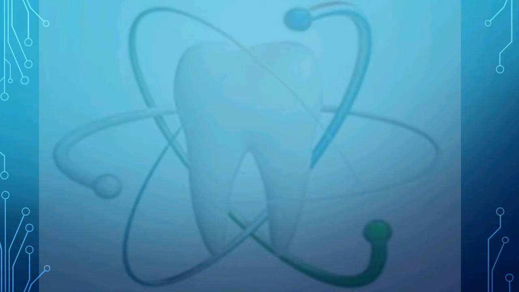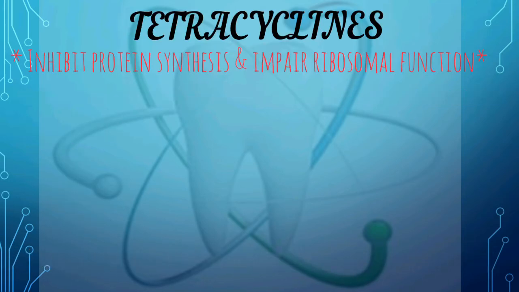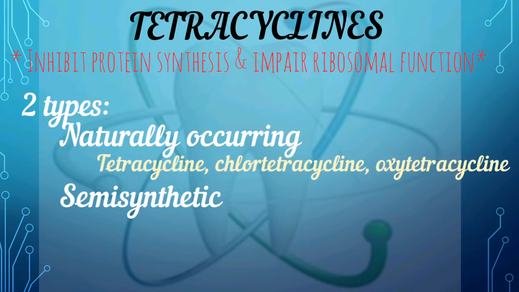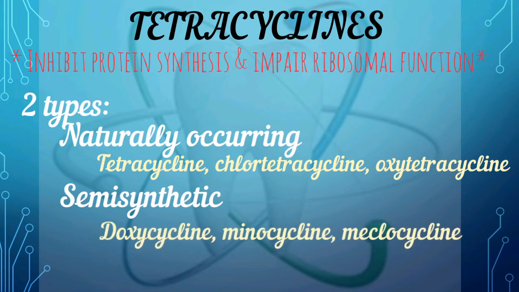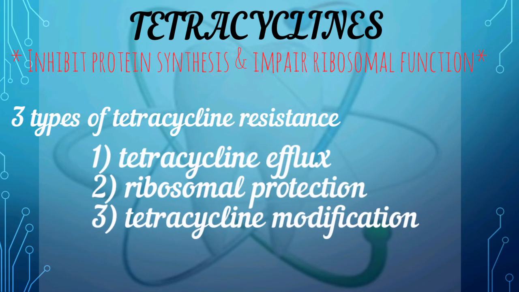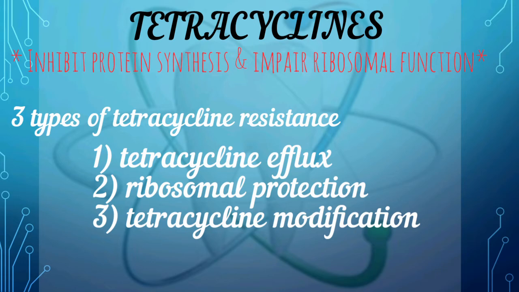Next is the tetracycline. They are classified broadly as naturally occurring, like tetracycline, chlortetracycline, oxytetracyclines, and semi-synthetics like doxycycline, minocycline, and meclocycline, etc. It is important to understand the mechanism of resistance when dealing with the tetracyclines. There are three types of tetracycline resistance: tetracycline efflux, ribosomal protection, and tetracycline modification.